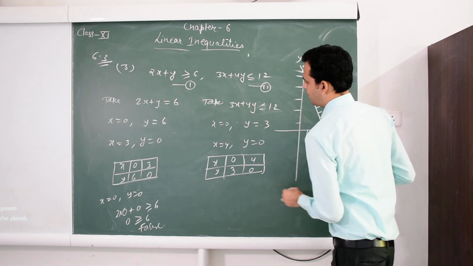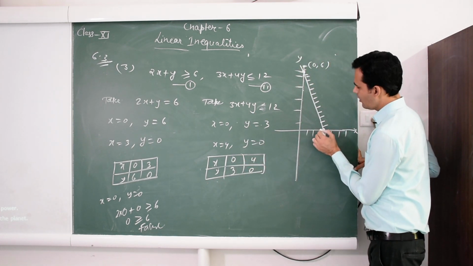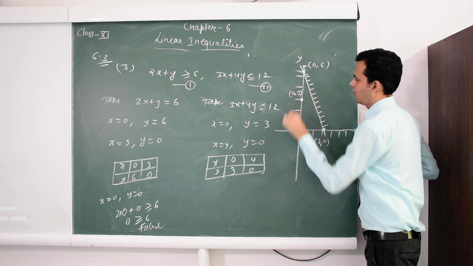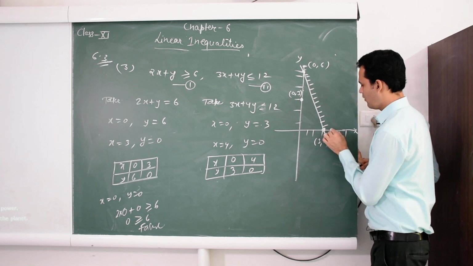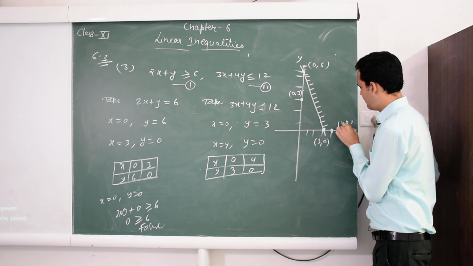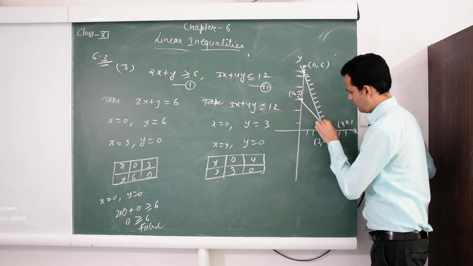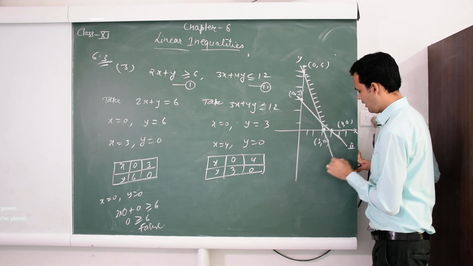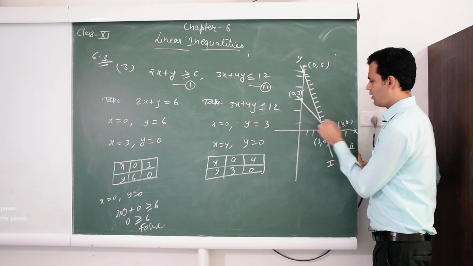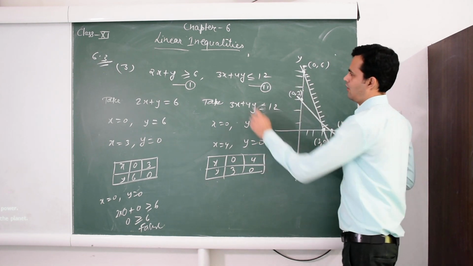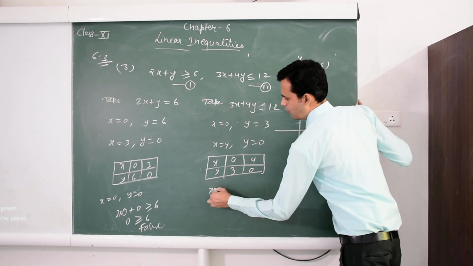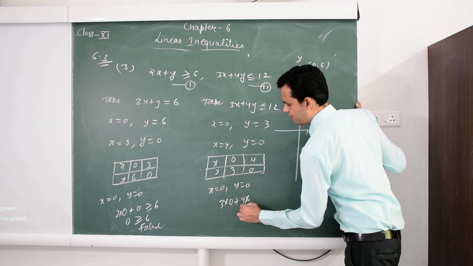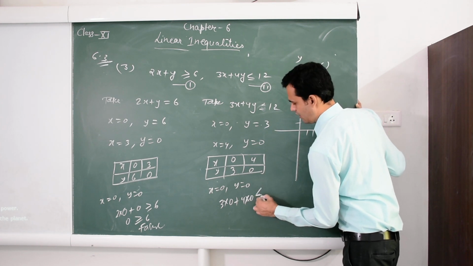Then for this, x 0, y 3, this is the point (0, 3), and x 4, y 0, (4, 0). This is for the second and this is for the first. So these are the 2 points, and again we check the condition for true or false. x 0, y 0. So 3 into 0 plus 4 into 0 is less than or equal to 12.